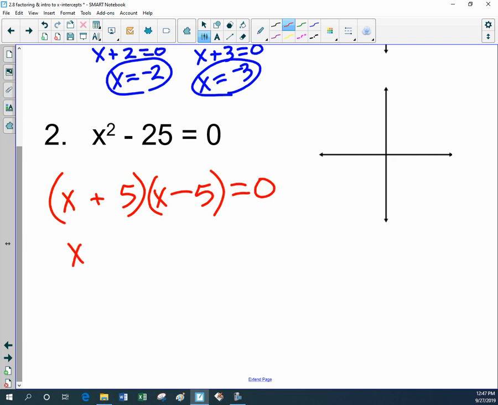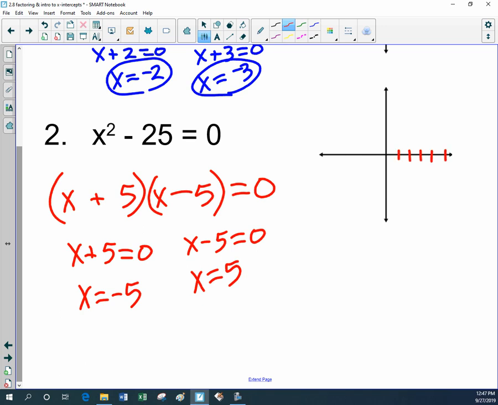So x plus 5 equals 0, so I get x equals negative 5. X minus 5 equals 0. X equals positive 5. So 1, 2, 3, 4, 5. Negative 1, negative 2, negative 3, negative 4, negative 5. My intercepts are at 5 and negative 5.